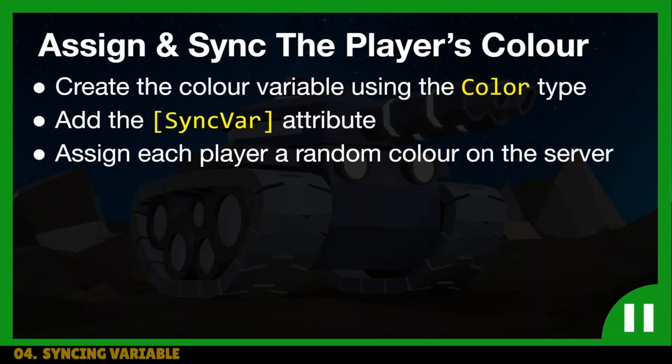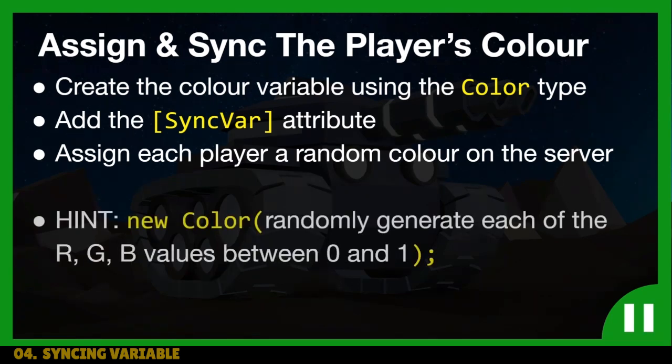Now this might be a little bit advanced if some of you don't know how to make a new color and make a random color. So if you don't need a hint, you can pause here and have a go. But if you need a hint, to make a new color, you simply make a new color. And then inside you need to pass in 3 values. So randomly generate each of the RGB values between 0 and 1.